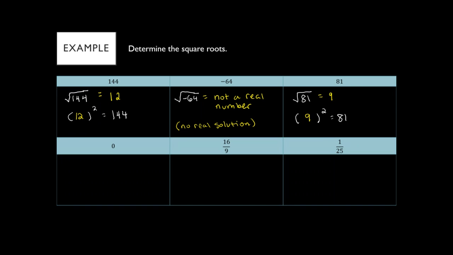Now, bottom row, we've got 0. And that's one of the special cases where the square root of 0 is always 0. There's only one solution.